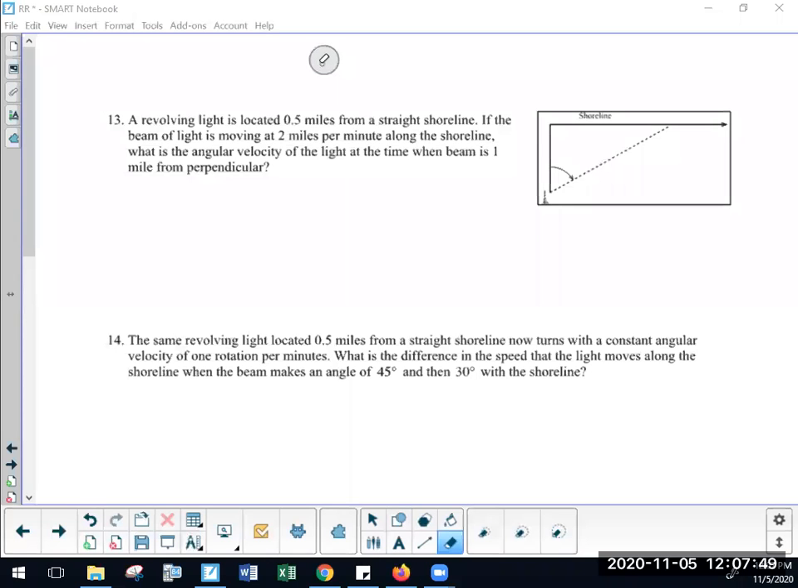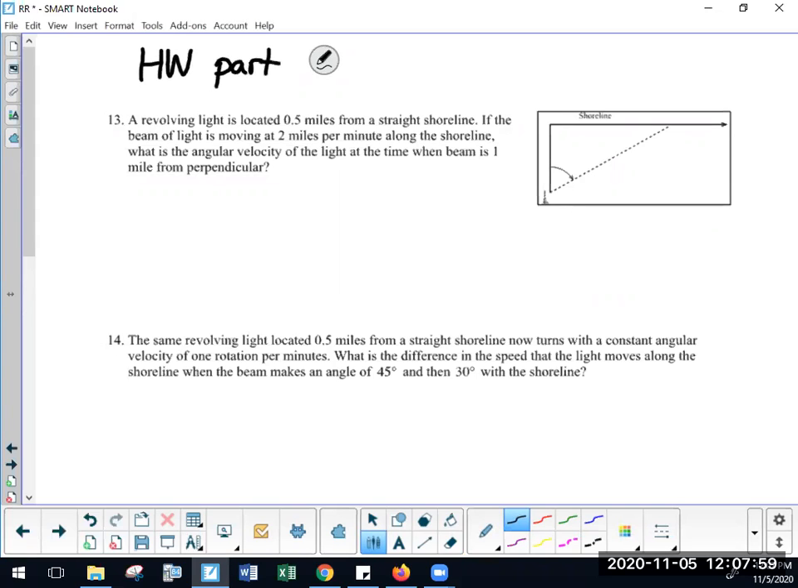The next related rate problem I want to look at with you is number 13. This is in the homework part of that ginormous handout. And this is one you haven't studied yet also. So you're going to be reading and rereading it quite a few times. Go ahead and listen in.